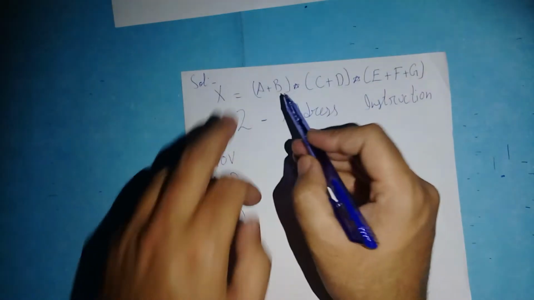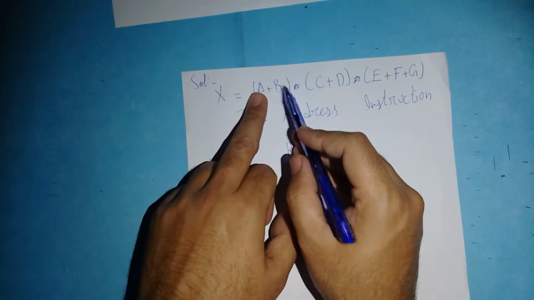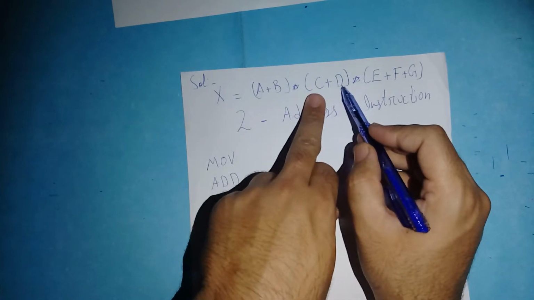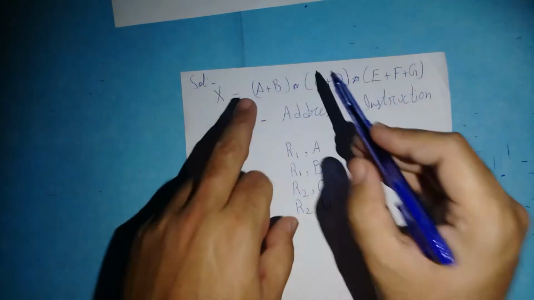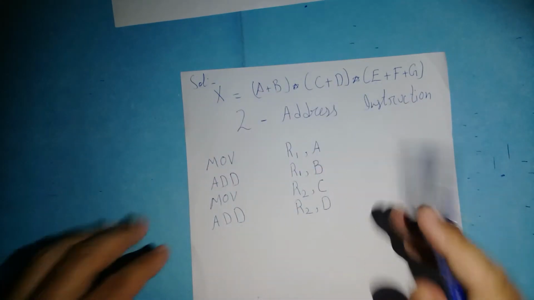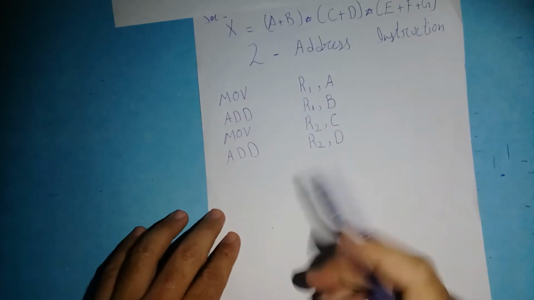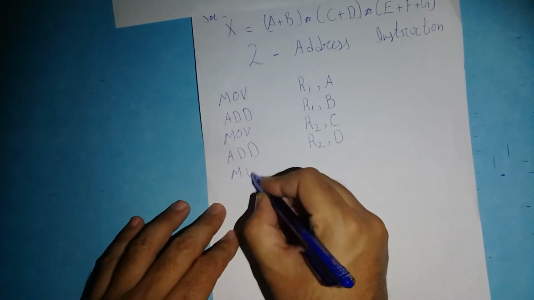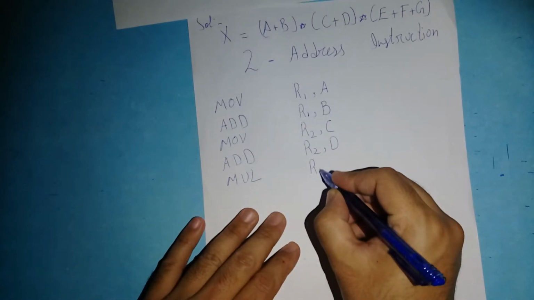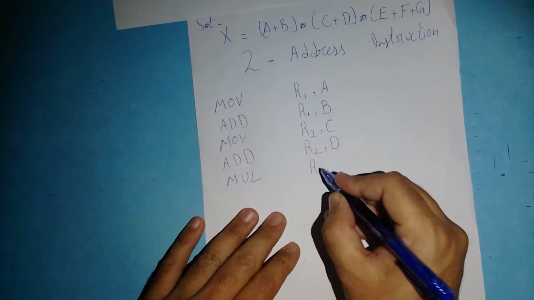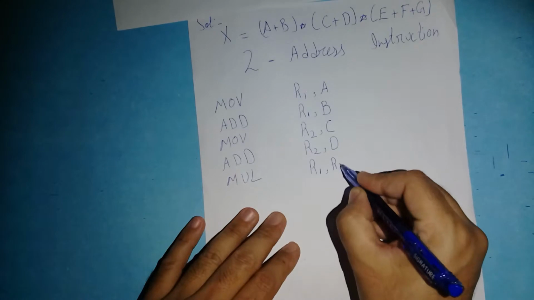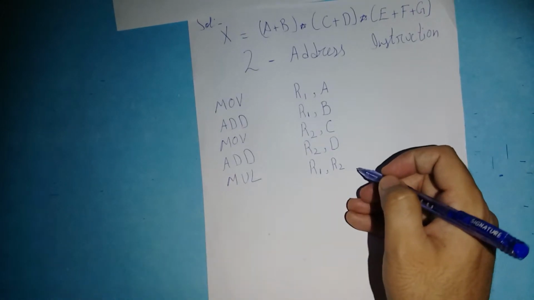So it means first of all I did solve the first bracket and I've got the answer in R1, and I did solve the second bracket as well and I've got the answer in R2. Now if you see these two brackets, they are going to be multiplied with each other. So what I will do here is write down the operation of multiplication, which is MUL. First of all I'm going to write down R1. Why? Because R1 has got the answer of the first bracket and it's going to be multiplied with R2, because R2 has got the answer of the second bracket.